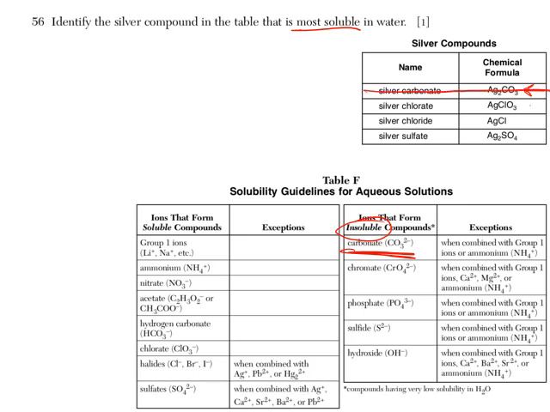Next one, silver chlorate. We already know silver is not on our chart, so let's just find the other part, the ClO3, the chlorate. And I see chlorate right here. Chlorate is listed as a compound that's usually soluble, unless it has an exception that reverses the rule and makes it insoluble, but there are no exceptions. So it sure looks like silver chlorate is going to be our option.